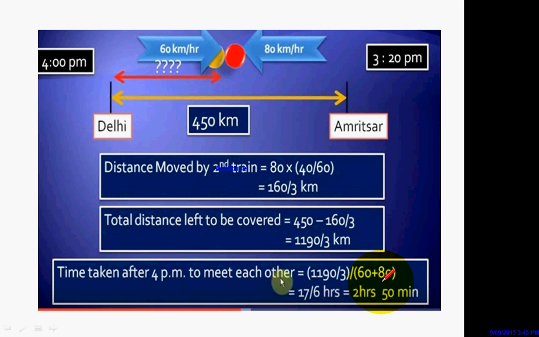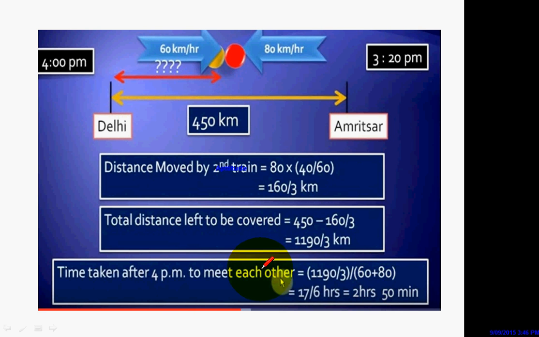And why have we added the speeds? Because these two trains are moving in opposite directions. If the trains are moving in opposite directions, then we need to sum up their speeds, that is, we have to add their speeds. In case the trains are moving in the same direction, then to calculate their relative speed we have to subtract, since they are moving in the same direction. But in this case, the two trains are traveling in opposite directions, so relative speed is nothing but 60 plus 80.